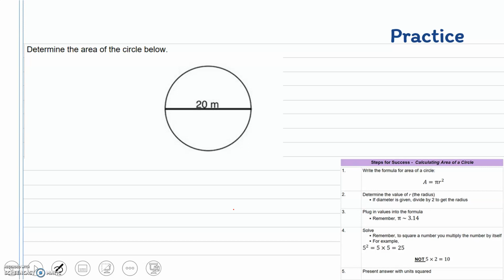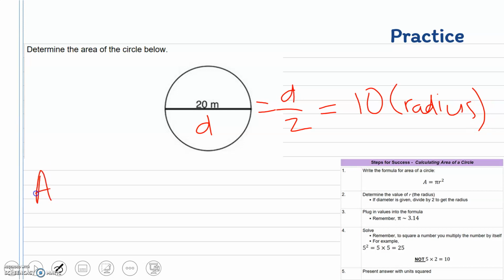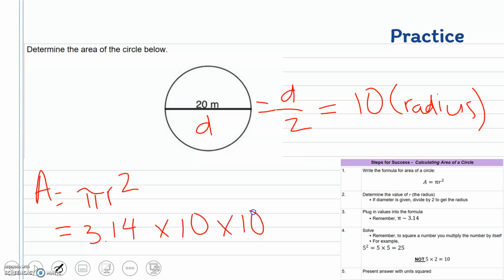Determine the area of the circle below. The first thing we want to do, because this is our diameter, we want to take that in half to find the radius. So this is our radius. So area equals pi radius squared. So 3.14 times 10 times 10, which will give us 314 as our area.